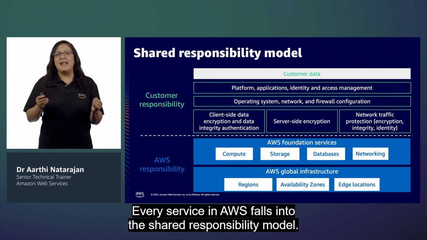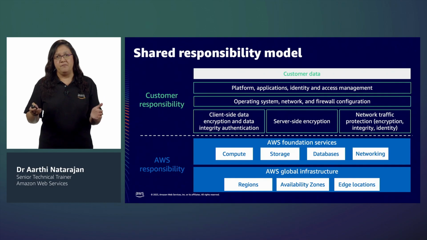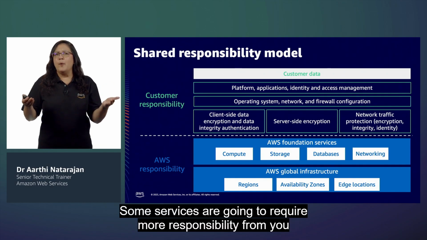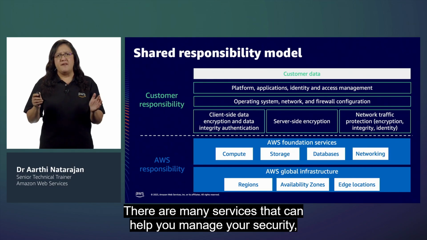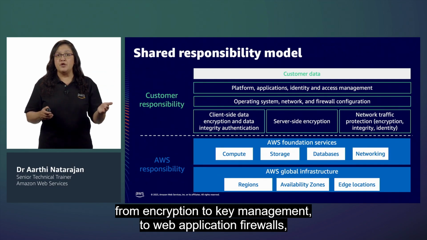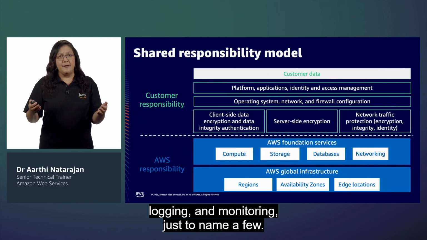Every service in AWS falls into the shared responsibility model. Some services are going to require more responsibility from you as the customer, whilst others require less. There are many services that can help you manage your security, from encryption to key management to web application firewalls, logging and monitoring, just to name a few.